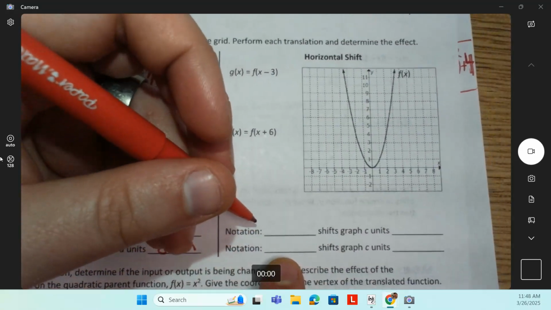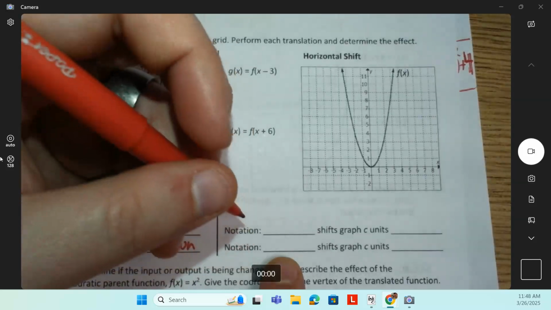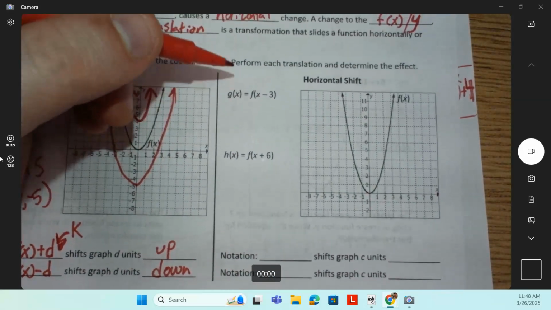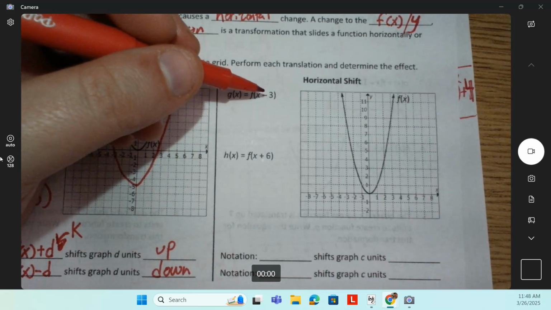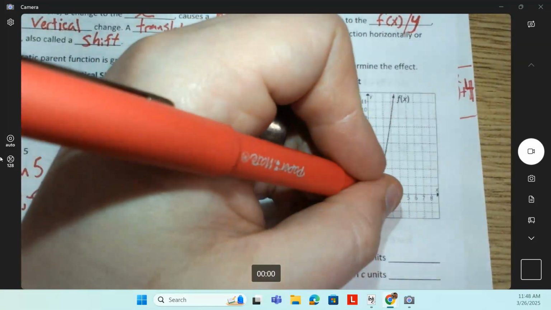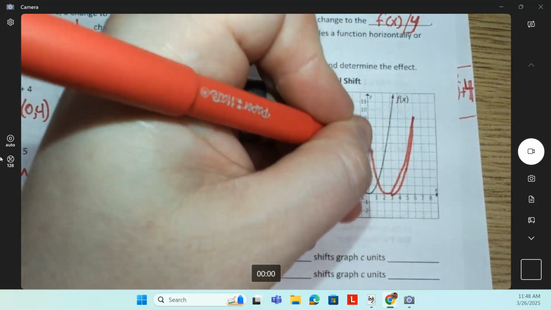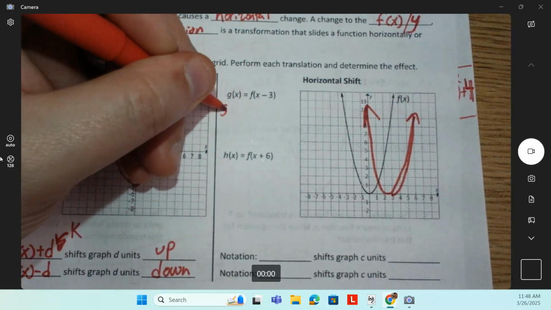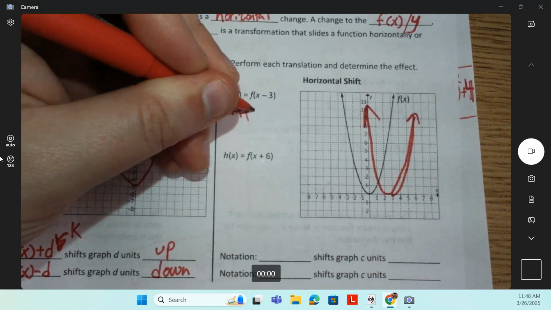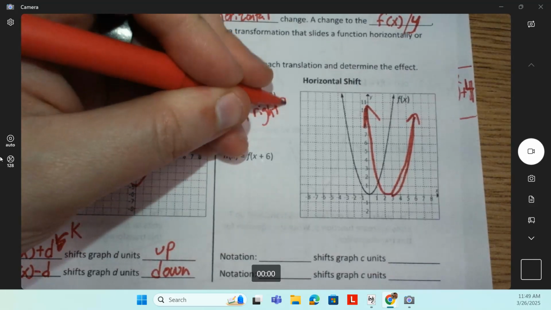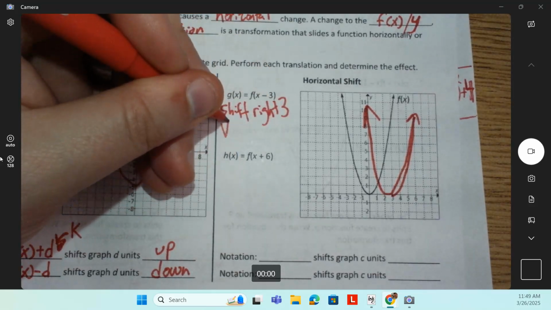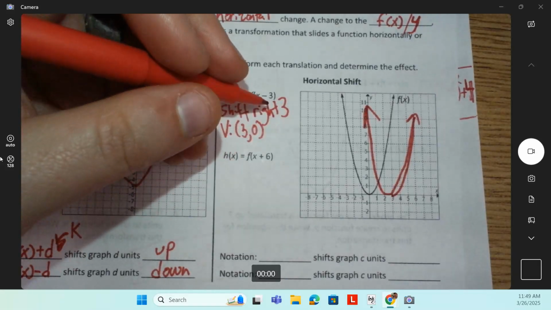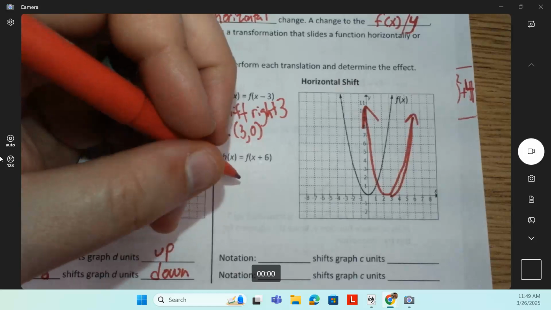Then the notation here, and I don't know why they have different letters for it. Looking at these, if I do x minus 3, that's going to move it to the right. And so the shift right 3. Vertex is going to be 3, 0. And my axis of symmetry is also going to move with that.